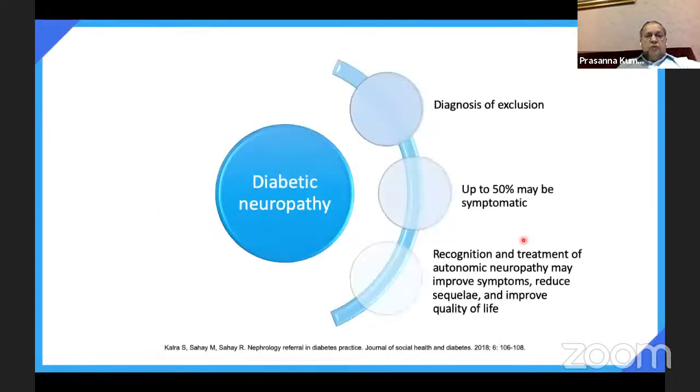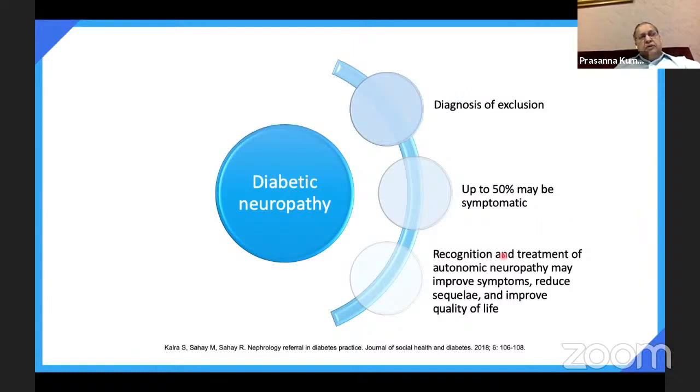The next one is neuropathy. Diabetic neuropathy occurs. One, metabolic neuropathy, when the blood sugar is 400, 500. When you control diabetes, it will come down immediately, within days or weeks. Next is duration. By the end of 10 years, 80% will have neuropathy. By 20 years, 95% will have neuropathy. It is a diagnosis of exclusion. Up to 50% may be symptomatic.